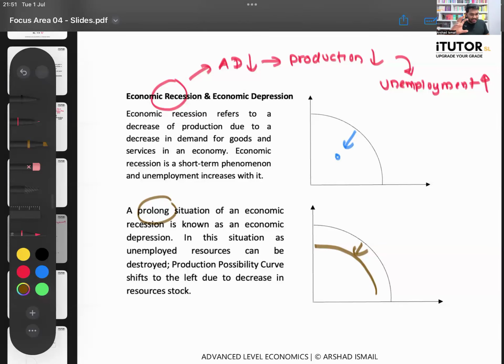Now, in a recession, what happens is your resources get unemployed. So you draw an arrow and show a point moving inside. But if these resources are unemployed for a long time, for at least two or more quarters, the resources will get destroyed. Your labor might not have the skill anymore. I can't go back 6 months later and act the same way as an economist that I did today. The machines that you were using 6 months earlier will not be used now. That is why you shift the PPC.